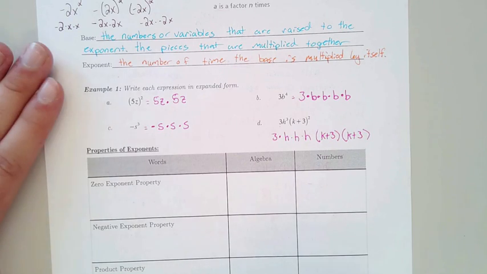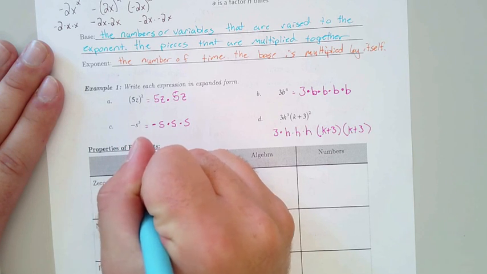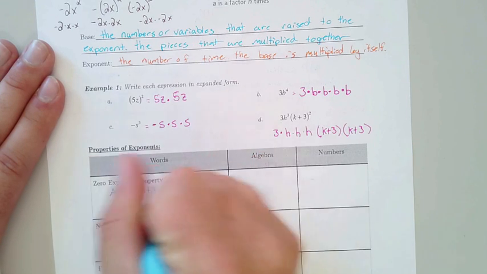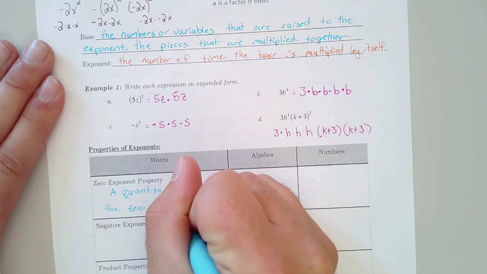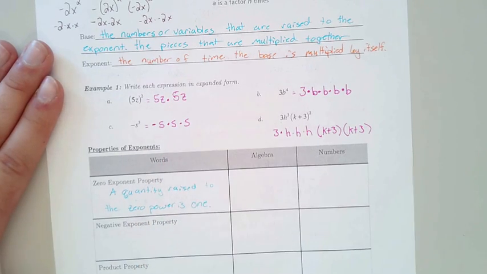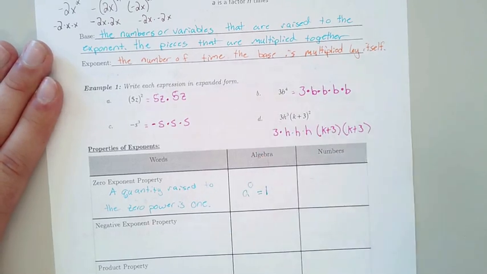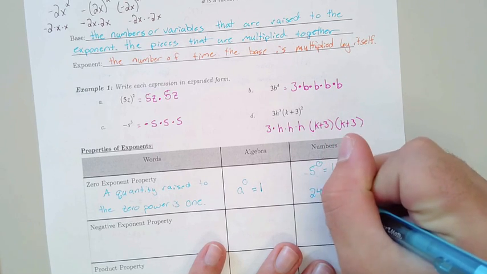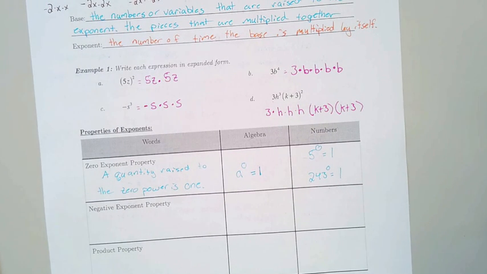So first one is the 0 exponent property. Hopefully you remember this one. This is probably the easiest one. A quantity raised to the 0 power is 1. And that's it. So any number that I raise to the 0 power is always going to be 1. Doesn't matter if it's 5 to the 0 power, that's 1. 243 to the 0 power is 1. There's lots of different options of what can be raised to the power, but if it's raised to the power of 0, it's going to be 1.